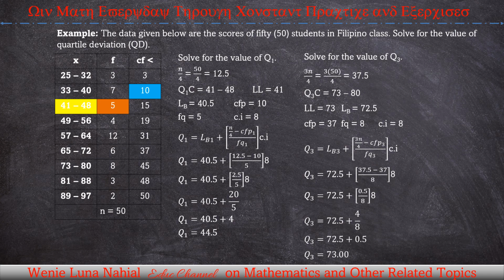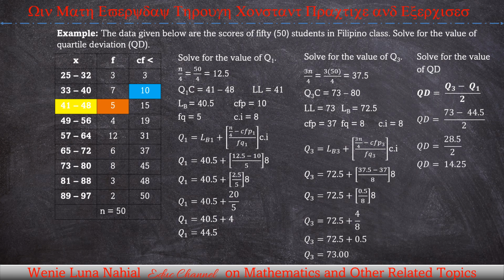So our interquartile range would be 73 minus 44.5 because we cannot get the quartile deviation unless we get the interquartile range, because we divide the interquartile range by 2 and the result would be our quartile deviation. So you have it there. Okay, 73 minus 44.5 divided by 2, you get 14.25.